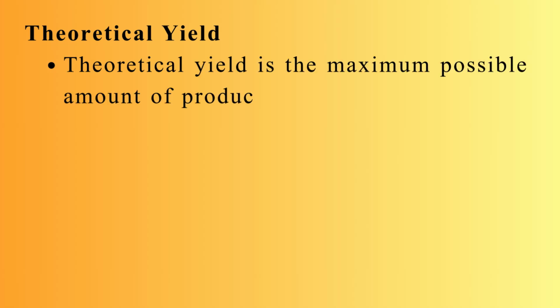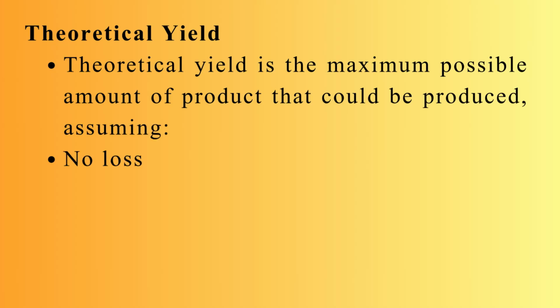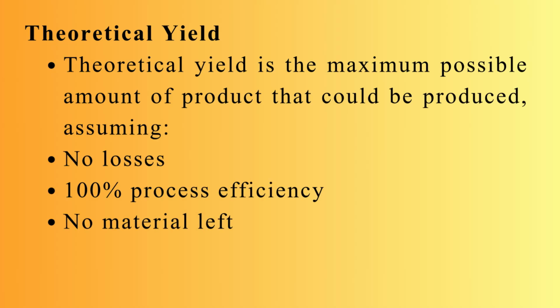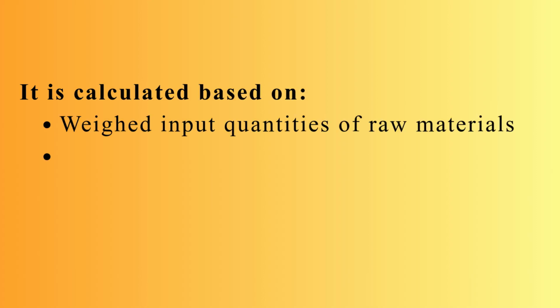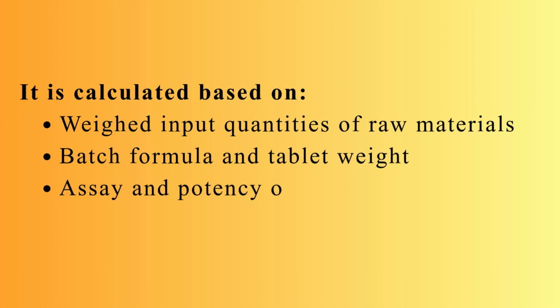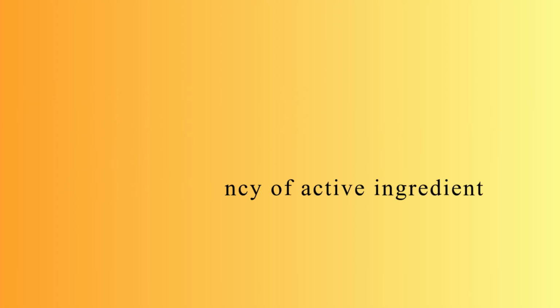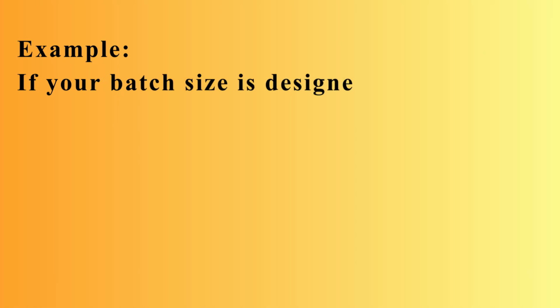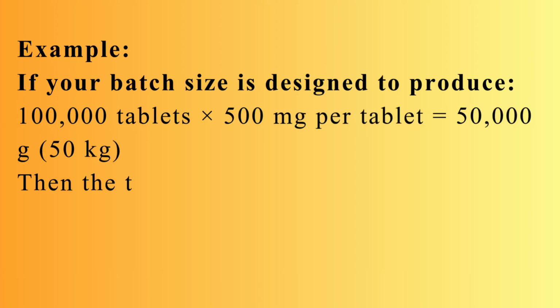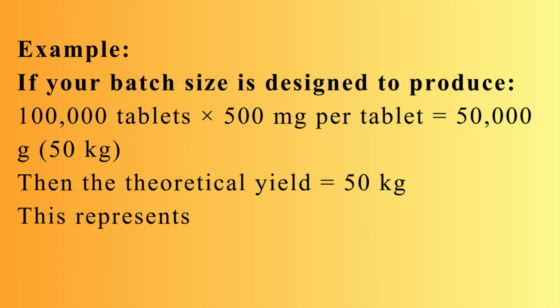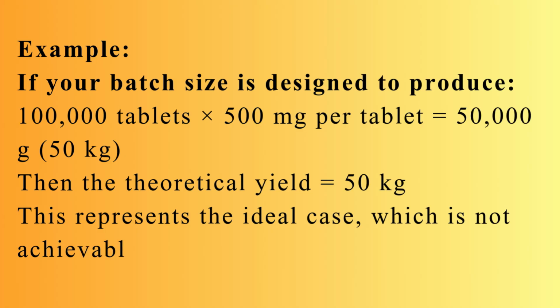Theoretical yield. Theoretical yield is the maximum possible amount of product that could be produced, assuming no losses, 100% process efficiency, no material left in equipment, no rejects or sampling losses. It is calculated based on weighed input quantities of raw materials, batch formula and tablet weight, assay and potency of active ingredient. Example: if your batch size is designed to produce 100,000 tablets times 500 mg per tablet equals 50 kg, then the theoretical yield equals 50 kg. This represents the ideal case, which is not achievable in real production.